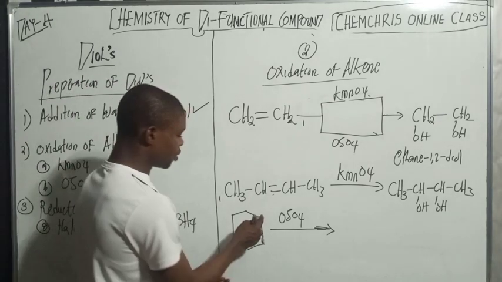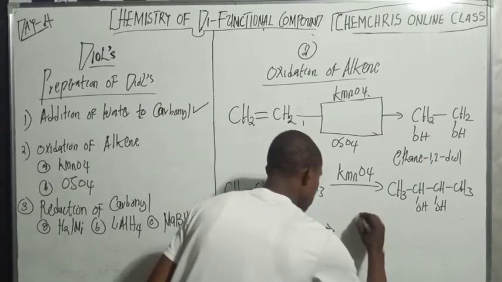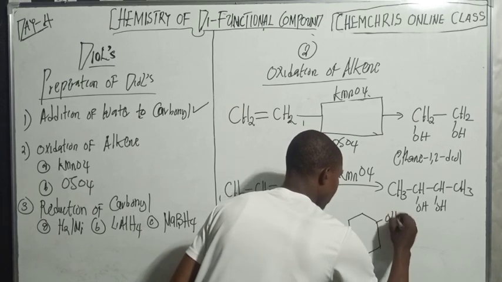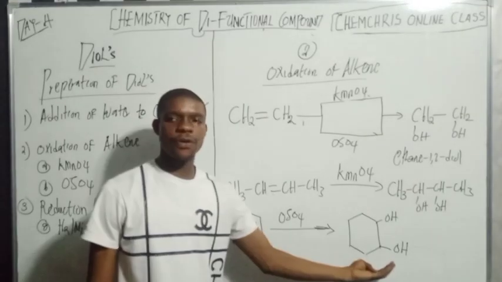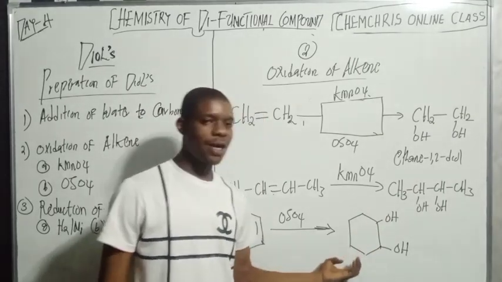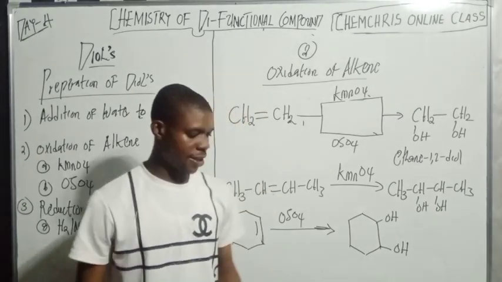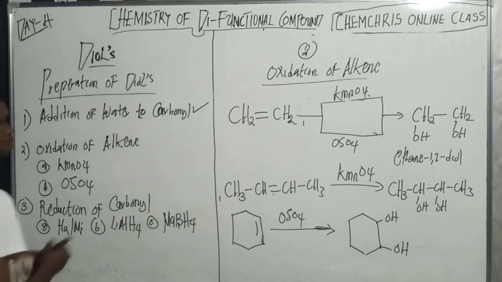So you find that these two OH will form at this point to remove the double bond. So here I have OH. So the name also is going to be cyclohexane 1,2 diol. It's called a vicinal diol. Do you understand? So that is it for this number 2.